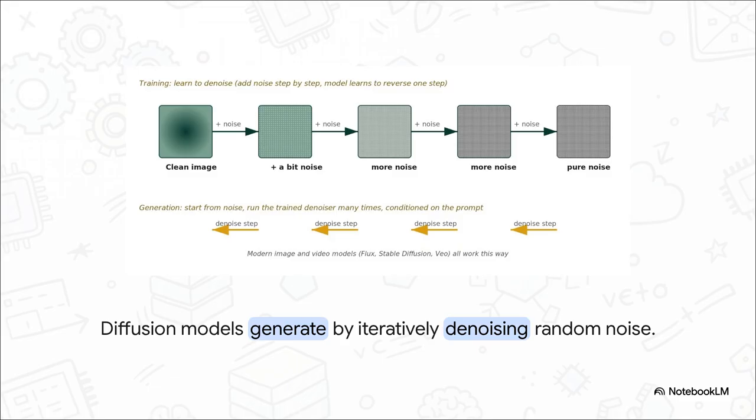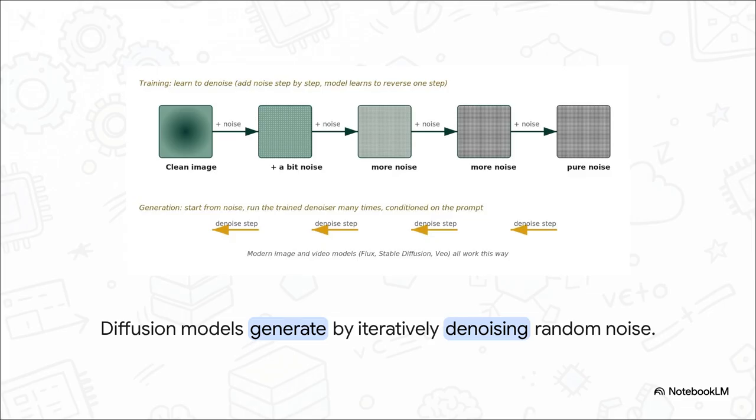This is the engine powering almost all modern image and video generation tools right now. The core intuition of diffusion is actually beautiful. Imagine the model as a sculptor chipping away at a block of static. During training, it learns by taking a perfectly clean image and incrementally adding noise until it's just pure, unrecognizable static, learning how to reverse every single step.